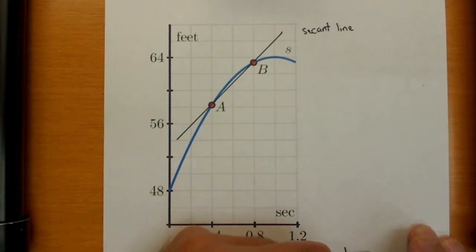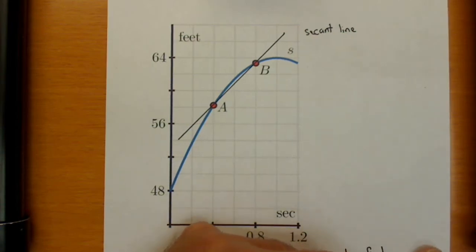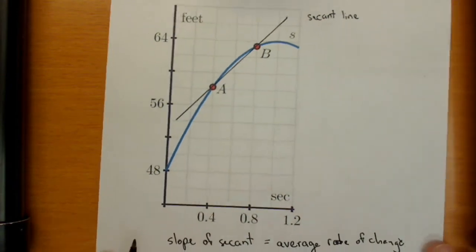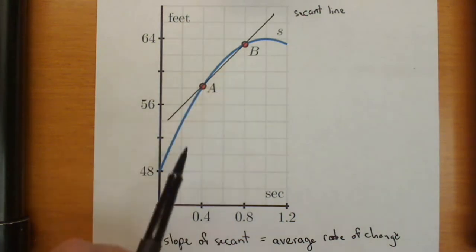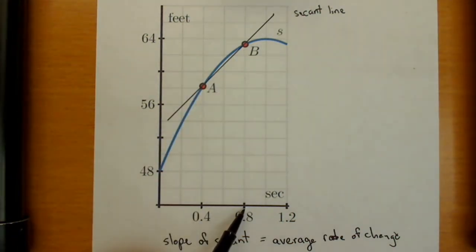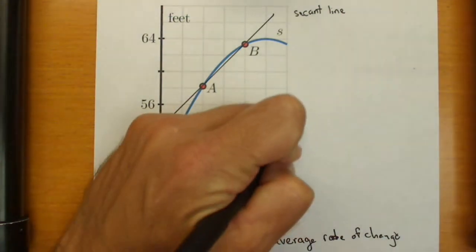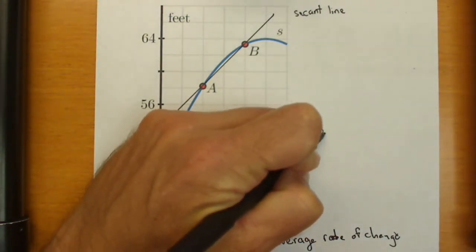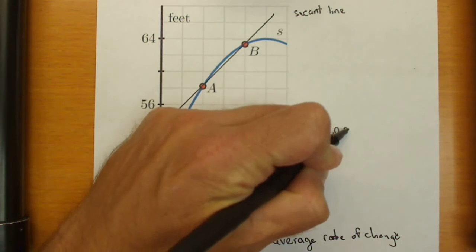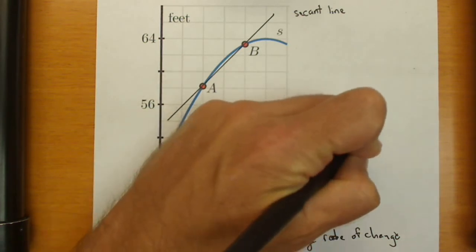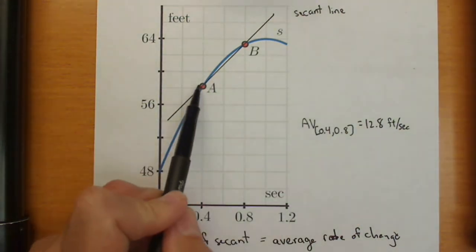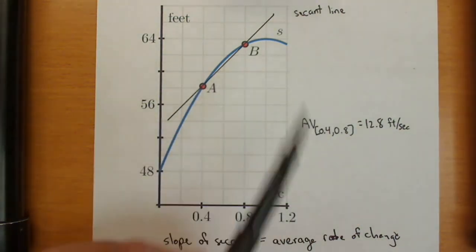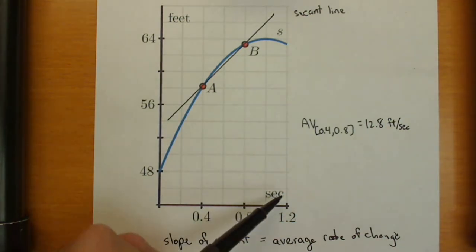So, in part A, we found that the average rate of change between 0.4 and 0.8 was 12.8 feet per second. So let's make a mark of that. 0.4 to 0.8. We found out that that was 12.8 feet per second. So what that means, between 0.4 and 0.8 seconds, the ball was traveling on average 12.8 feet per second.